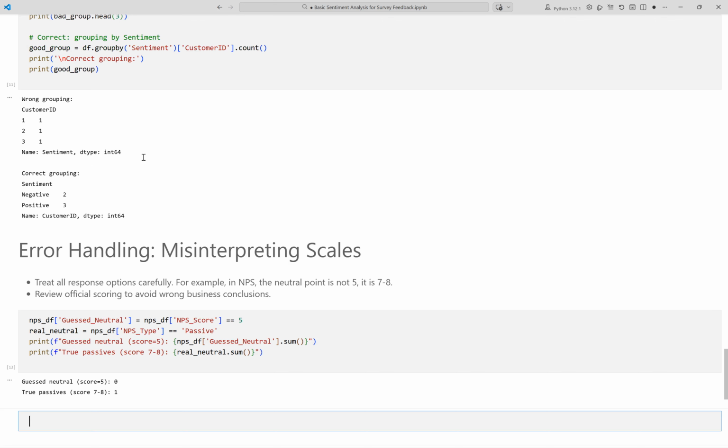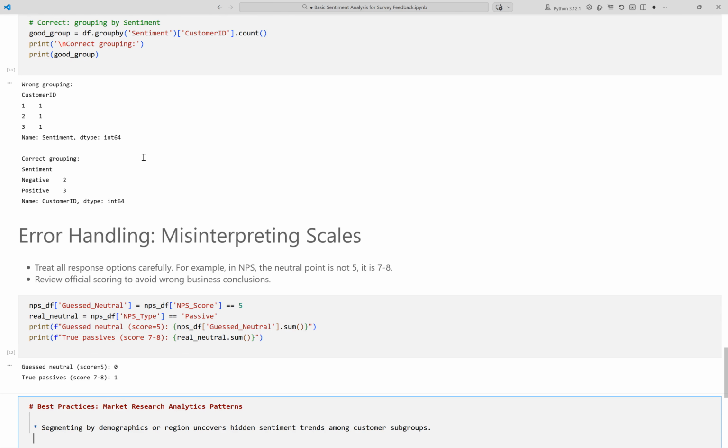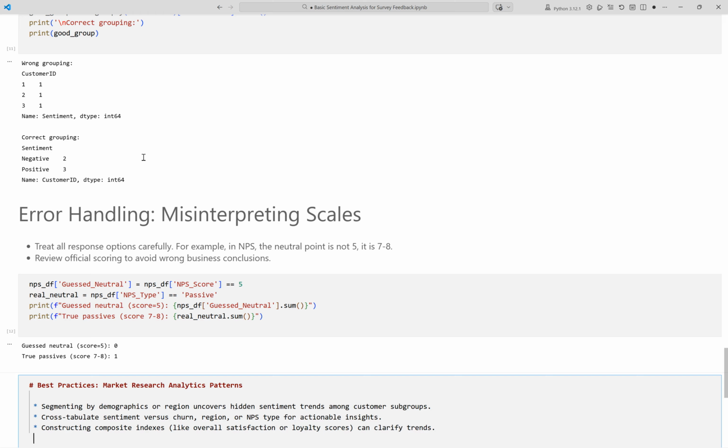Best practices, market research analytics patterns. Segmenting by demographics or region uncovers hidden sentiment trends among customer subgroups. Cross-tabulate sentiment versus churn, region, or NPS type for actionable insights. Constructing composite indexes such as overall satisfaction or loyalty scores can clarify trends. Analyzing sentiment or NPS changes over time reveals whether business actions are working.